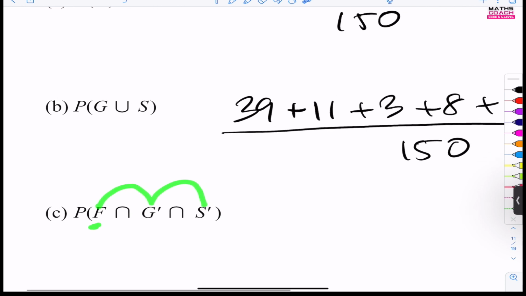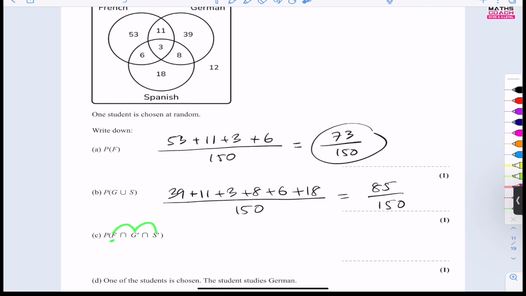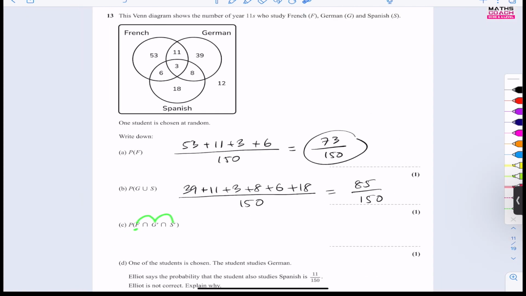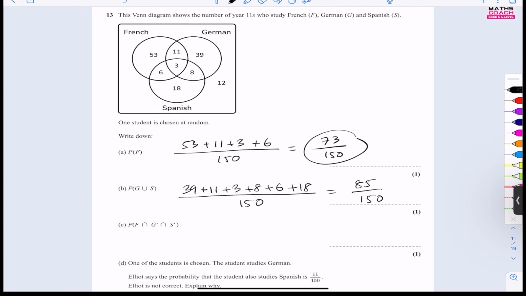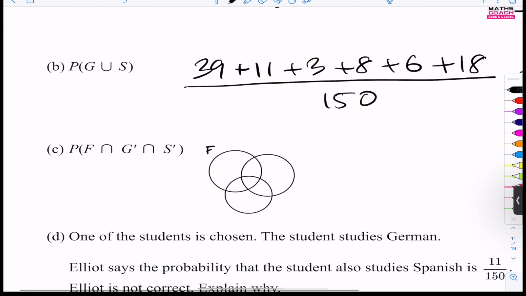All right, so if we draw a smaller version of our Venn diagram to illustrate this, we have 3 circles. We have French, German, and Spanish. So we are looking for the probability that they study French. So they study French here, they study French there, they study French there, they study French there. Okay, that's all of French.